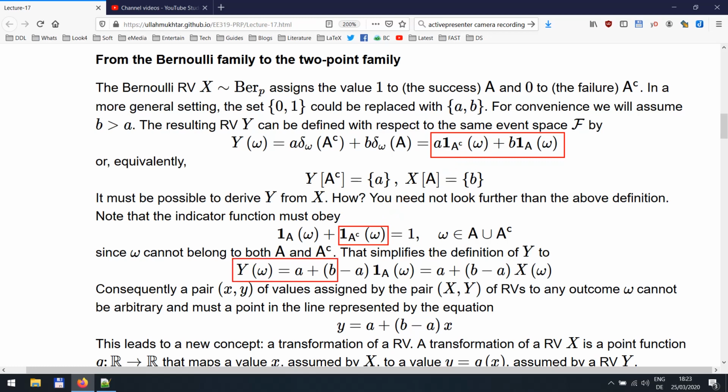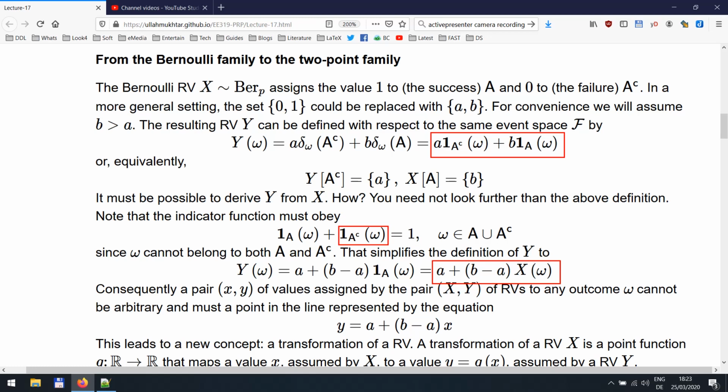I have reduced y to this. So 1a complement has been eliminated. So y of any point omega will now be a plus b minus a times 1a. And now we also know that 1a is in fact the Bernoulli random variable x, so I can replace that with x. So hey, we have obtained an expression for y in terms of x.